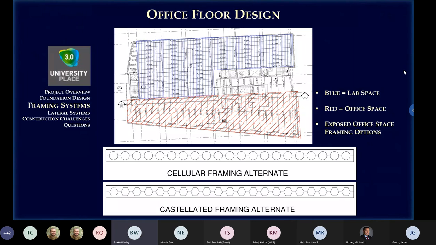The architect was interested in several exposed options because of the architectural intent here. So we offered a couple of options, cellular framing or castellated framing, just in the office space as an architectural element that would also be our floor structure.